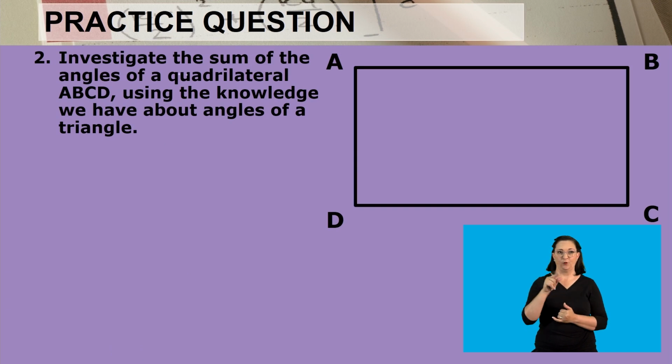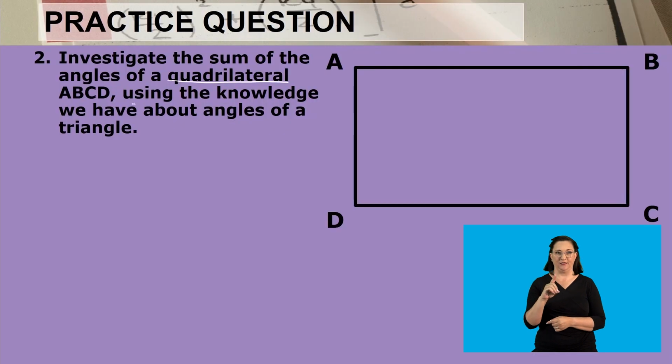Investigate the sum of angles of a quadrilateral. Keyword quadrilateral, quad meaning 4. So like your quad bike has 4 wheels. So quadrilateral means a shape that has 4 sides. ABCD, using the knowledge we have about angles of a triangle. What do we know about the angles of a triangle? We know that the sum of the angles of a triangle equals 180. But then they give us a 4-sided shape, which means it's not a triangle.